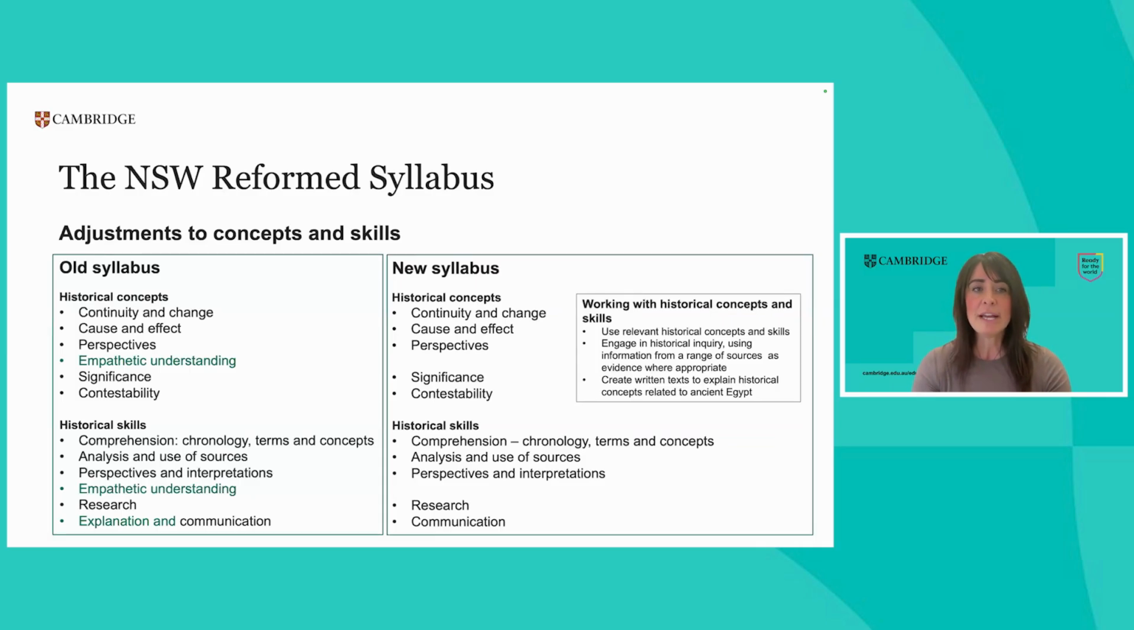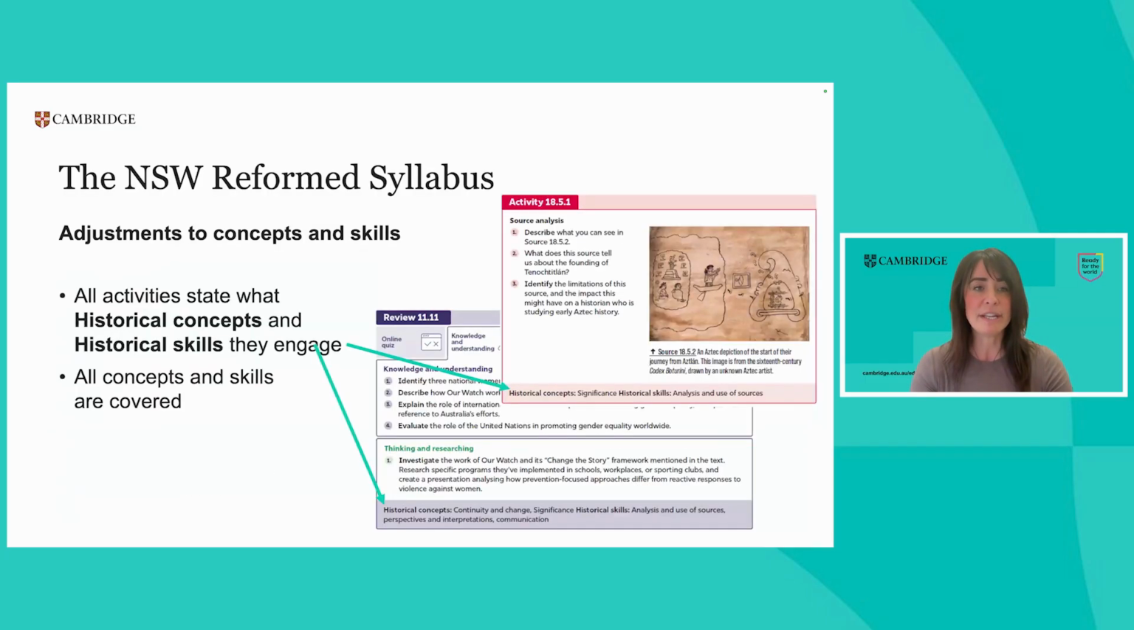There's also some slight adjustments to concepts and skills. While concepts and skills are definitely not new to the study of history, they have now had a little bit of restructuring in the syllabus. And so, as we can see here, we wanted to make sure that we were aligning these adjustments to the concepts and skills to the activities that your students are doing throughout the textbook. So all concepts and skills are covered and they're aligned with the work. So we can see through the 2 examples here.